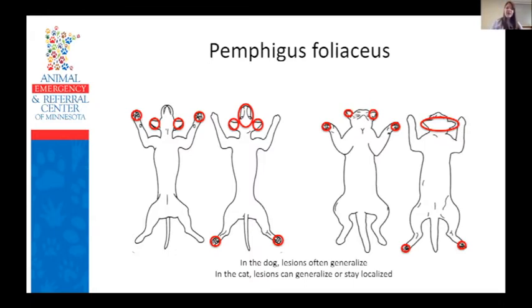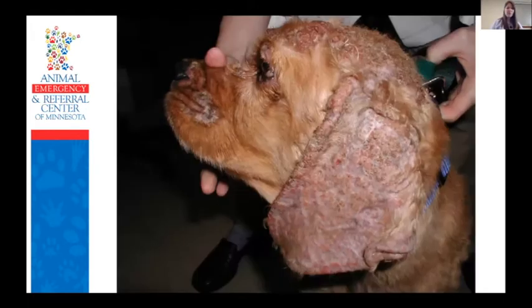Cats like their head around their ears. They have a lot of lesions there. Dogs can do the same thing. So it's just kind of there. This is a Cocker Spaniel that has Pemphigus foliaceus.